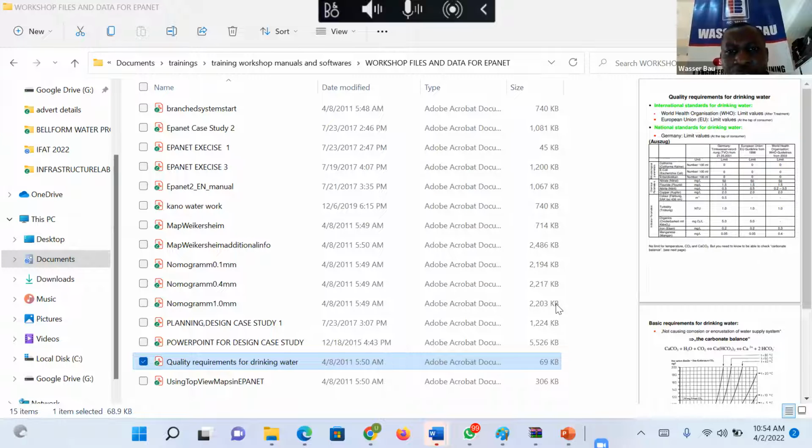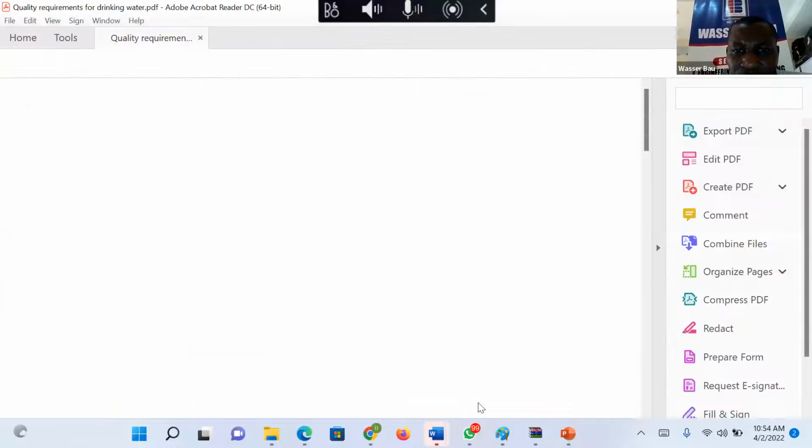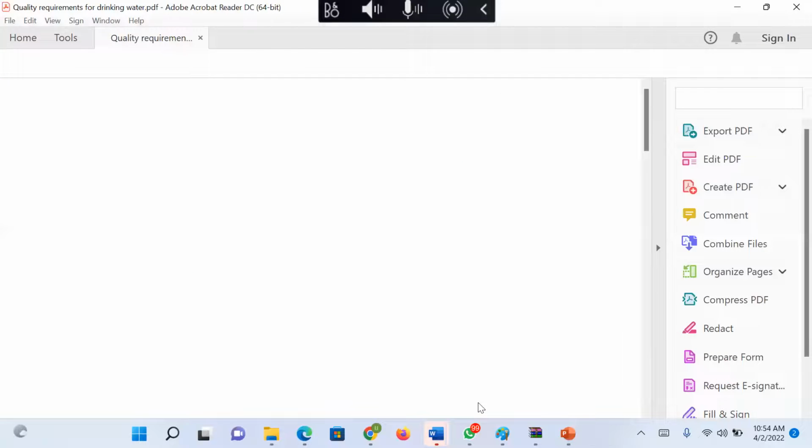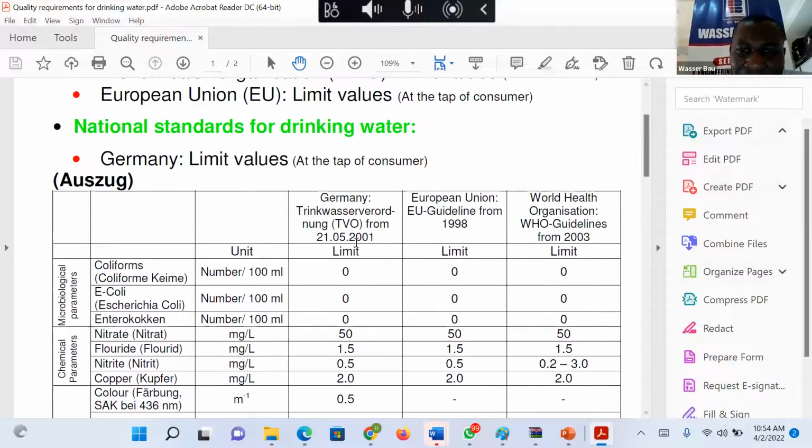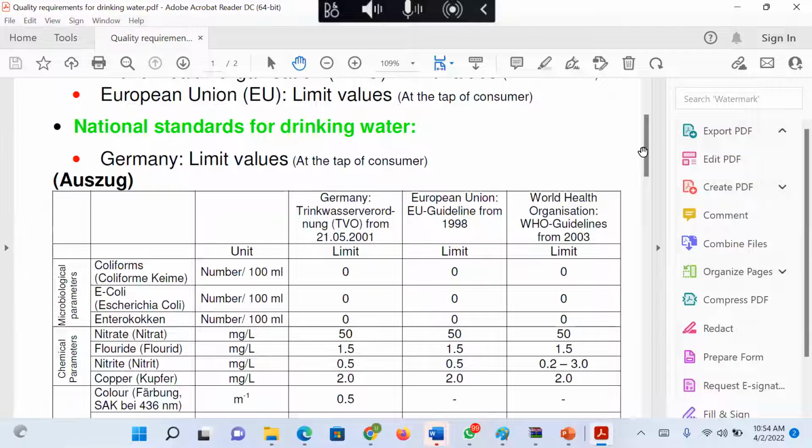Go to the chat box, it is there now. So I can also open it on my own. This is the drinking water standard. Here, this is the German standard. This is the European Union standard. And this is the World Health Organization standard.